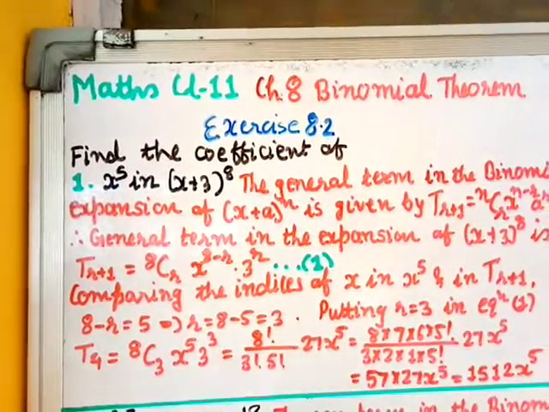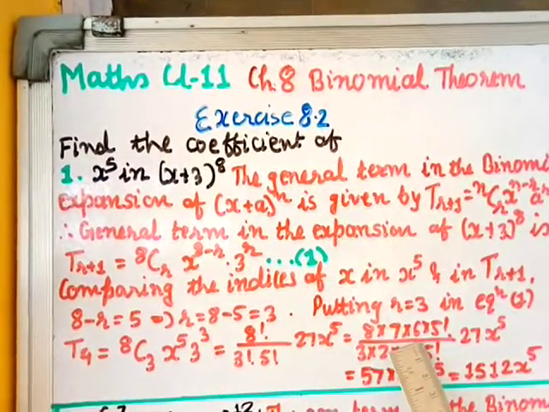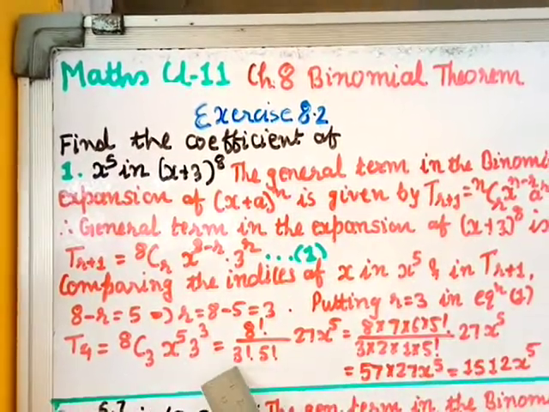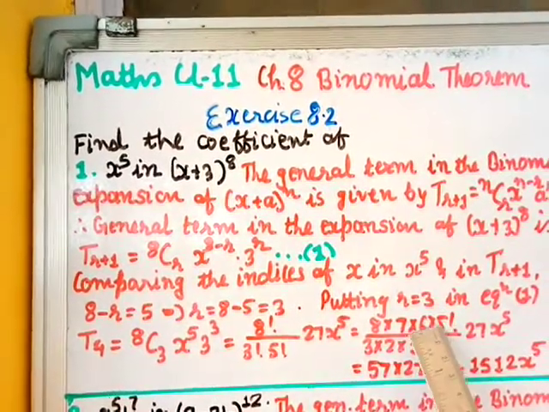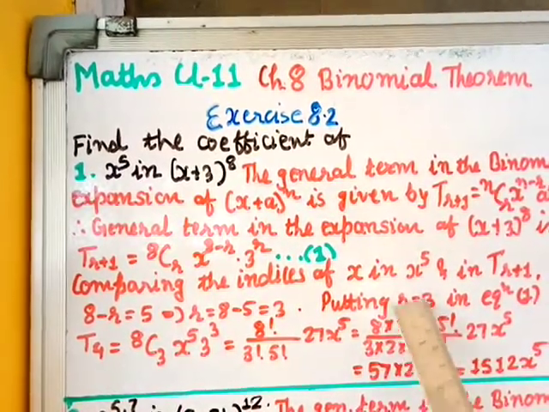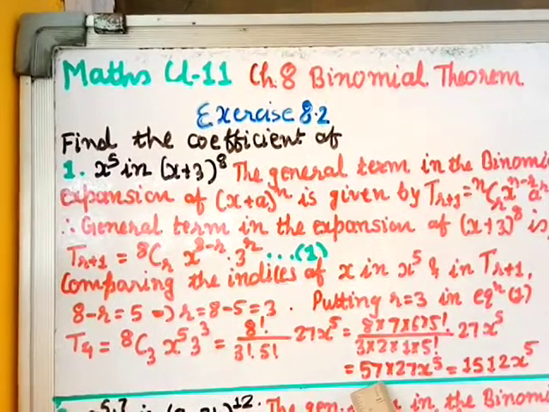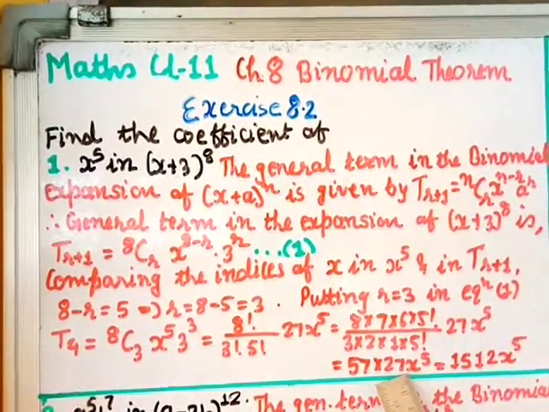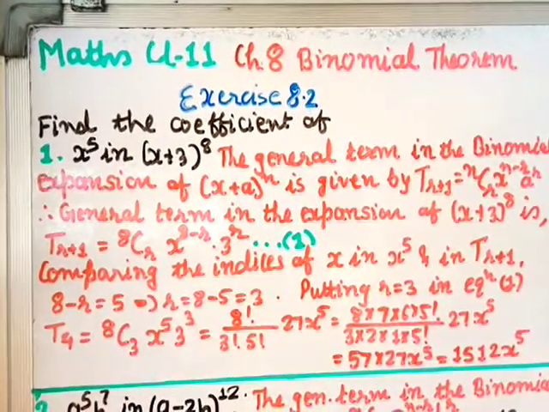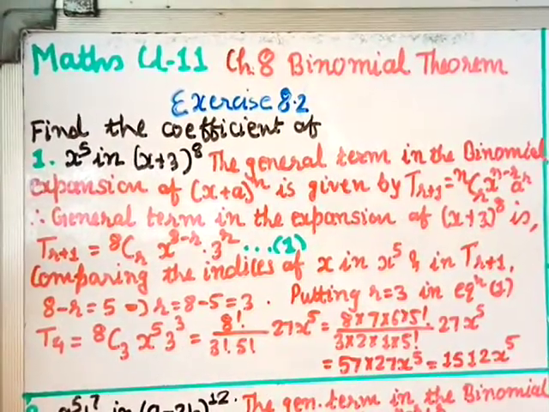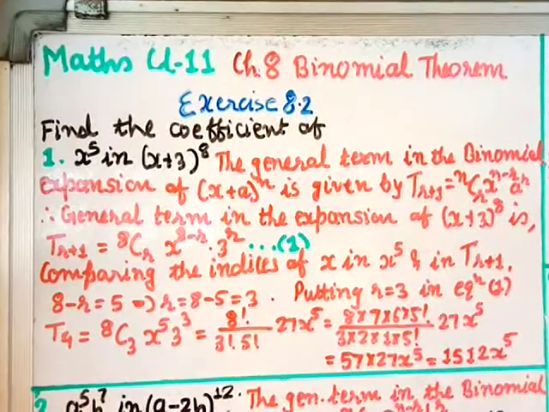8 factorial can be written as 8 into 7 into 6 into 5 factorial, divided by 3 factorial, which is 3 into 2 into 1, into 5 factorial as it is. 5 factorial cancels. Okay, this you simplify, so you get here 56 into 27 into x power 5. This product is 1512 x power 5. So the coefficient of x power 5 is 1512.